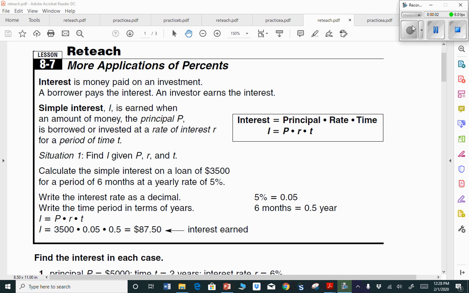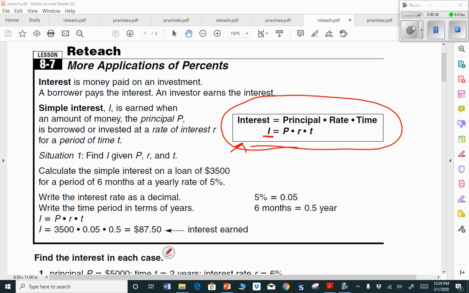Pre-Algebra Lesson 8-7, More Applications of Percents. You are going to need to write this stuff down in your notes. It's very likely that you will not remember it. We have a formula here that is super important. This is a capital I for interest equals capital P for principal times R, which is rate, times T, which is time. Make sure that you get that in your notes. Formulas are our friends. You need this formula.